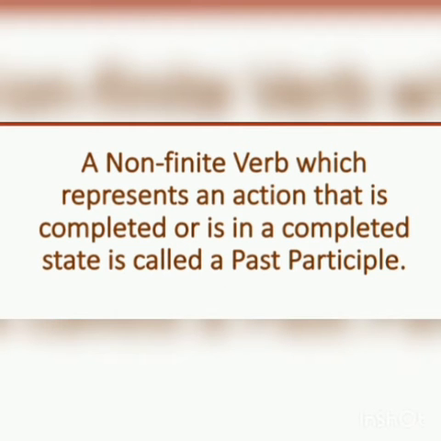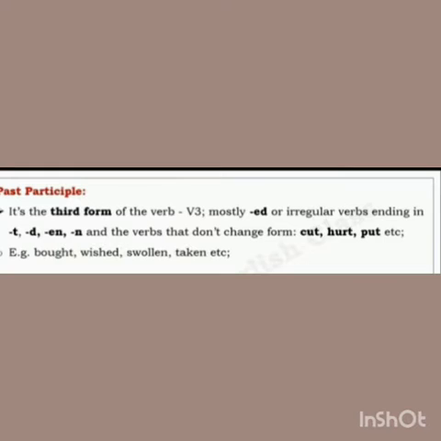Let us see about the past participle. A non-finite verb which represents an action that is completed or is in a completed state is called a past participle. It is the third form of the verb ending in ed, or irregular verbs ending in t, d, en, n, etc. Let us see examples.